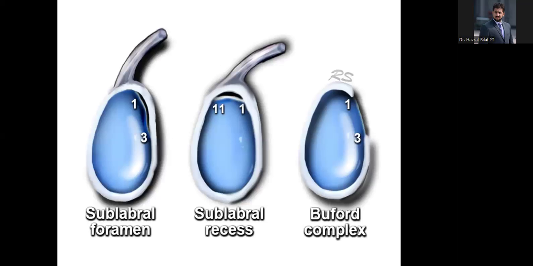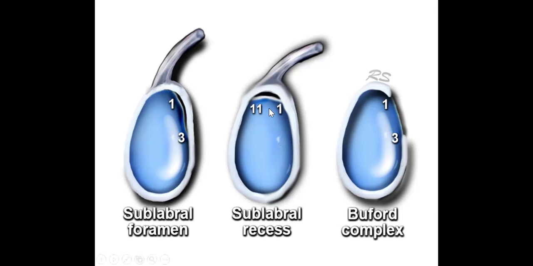sublabral variation. What is sublabral foramen? What is sublabral recess? And what is the Buford complex? This is the complete absence of the labrum in the anterior superior quadrant, like we can see here. Sublabral recess is sometimes confused with the SLAP lesion, but here there is only detachment of the labrum from the glenoid rim. And here there is a separation or detachment in the anterior superior quadrant, known as the sublabral foramen.